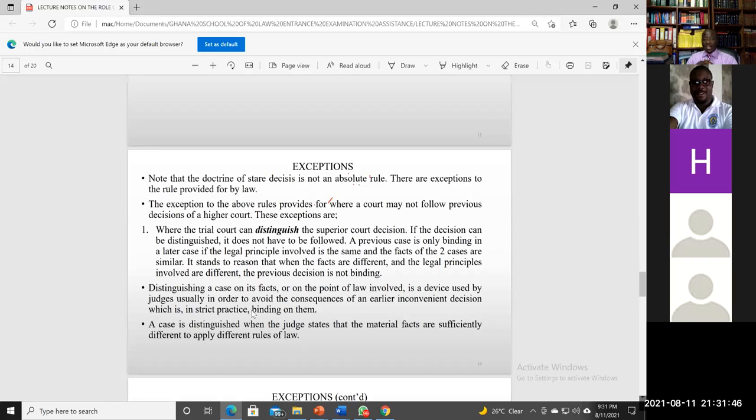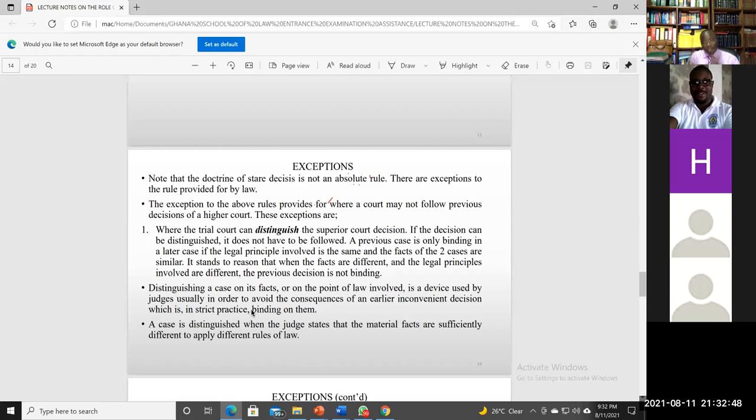example, one, where a trial court can distinguish the superior court decision. So distinguishing of a precedent simply means that a court for which a precedent has been cited is trying to say that the precedent which has been cited as being binding and all that, in terms of the material facts, is not necessarily similar to the case before it. And for that matter, despite the fact that that decision is, let's say, a decision of the Supreme Court or a higher court, and by the hierarchy of courts it is ordinarily binding, the trial court or the particular court is trying to demonstrate that it is distinguishable, so it's not applicable, as it were.